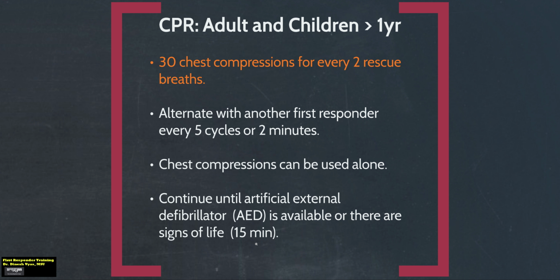As a summary, you'll want 30 chest compressions for every 2 rescue breaths. You will also want to alternate with another first responder if possible, performing 5 cycles or 2 minutes of 30 chest compressions for every 2 rescue breaths. It is good to be able to switch with another first responder, as this can be very tiresome. You will become very fatigued after all of the compressions you have performed.